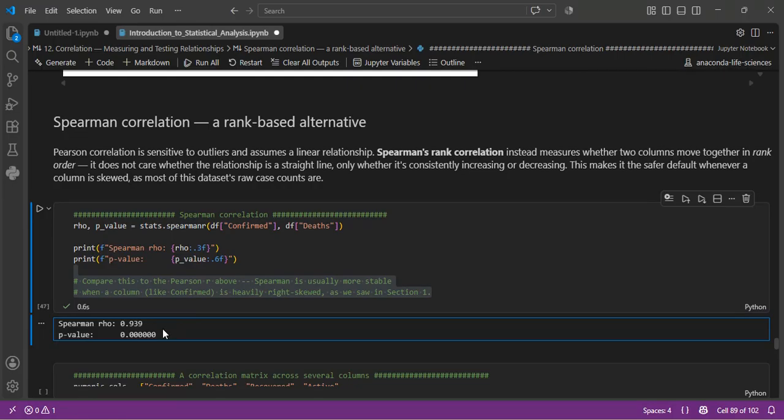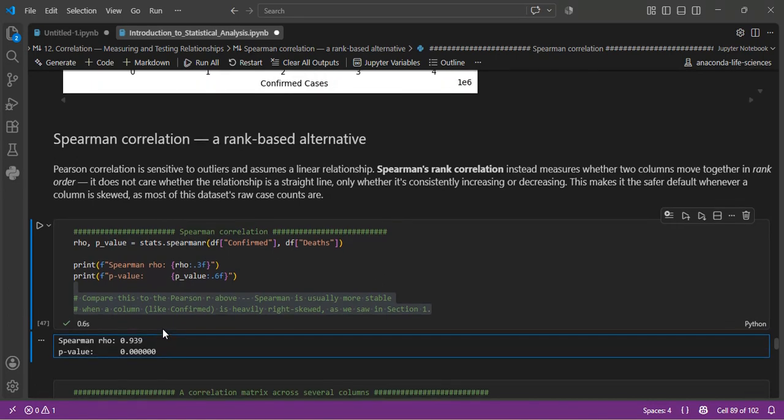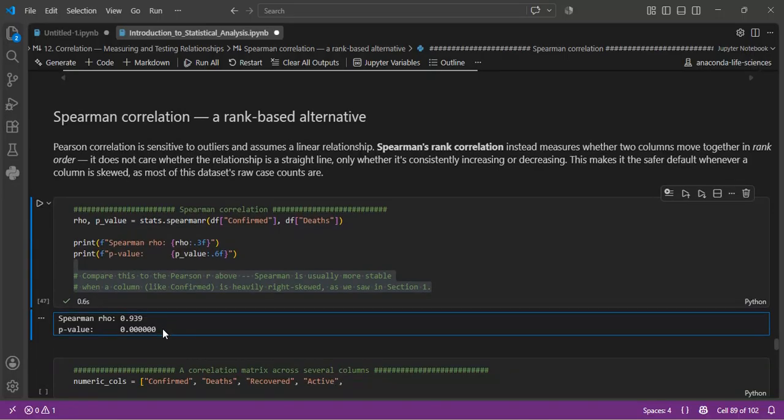So that is that for the Spearman correlation. Both of them calculate the correlation, but with different things in mind.